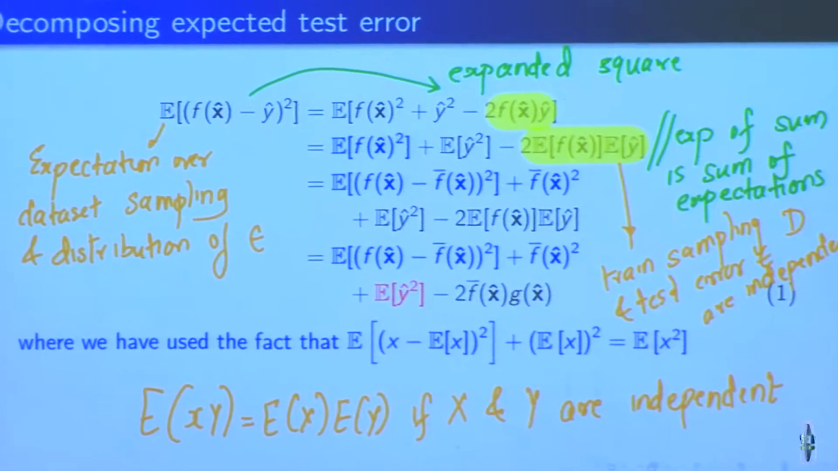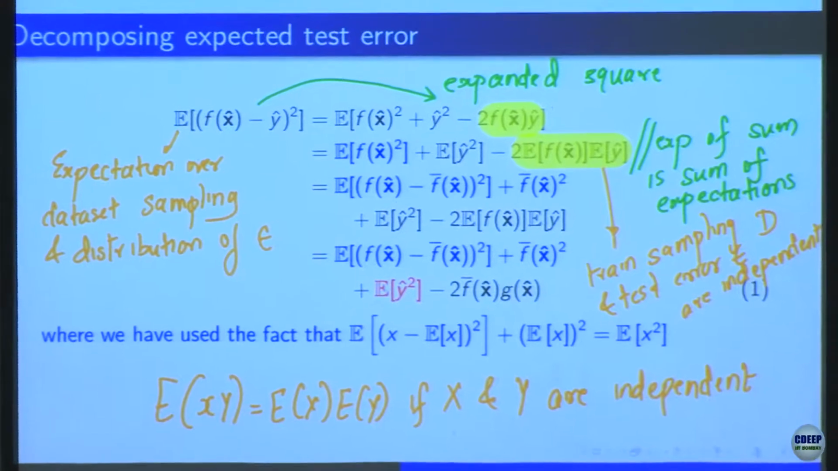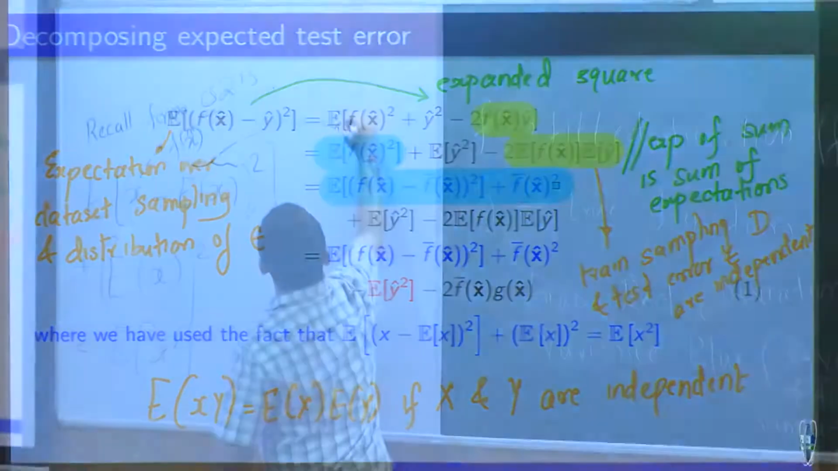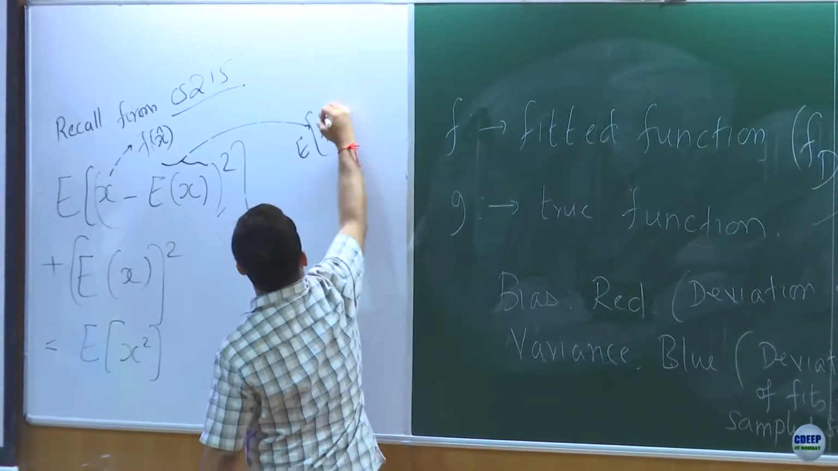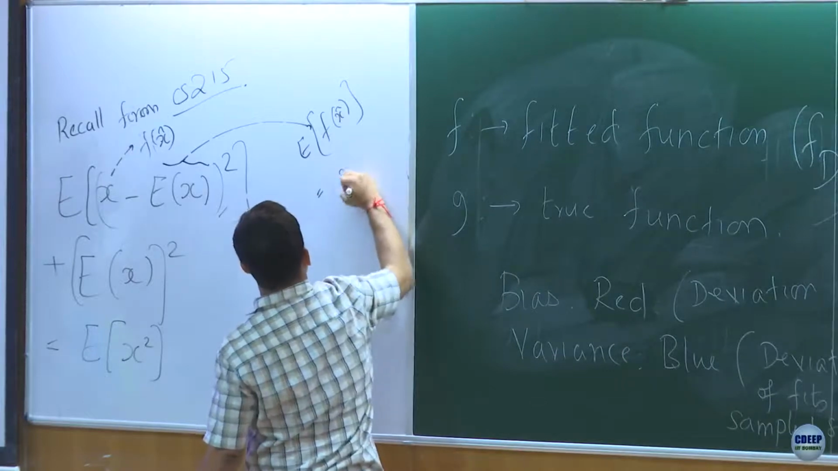So until this step should be clear, because in the third step all we are doing is making use of this fact which I have also written on the board. We are simply expanding E of f x hat square as E of f x hat minus f bar x hat. F bar x hat is nothing but, okay, so I'll write the same thing there. For us this is like f x hat, this is E of f x hat with respect to the data set, which is the same as f bar x hat.